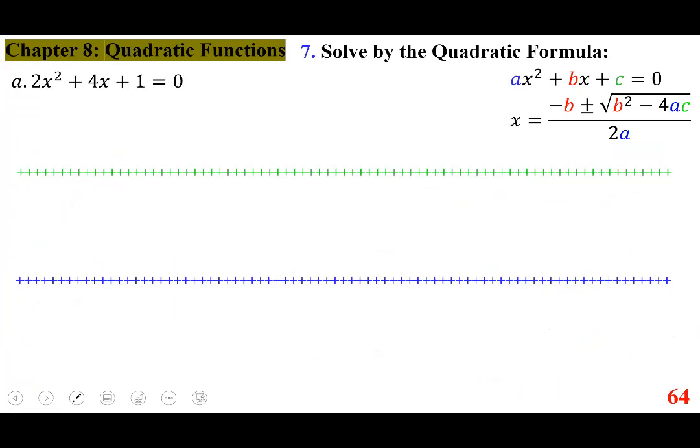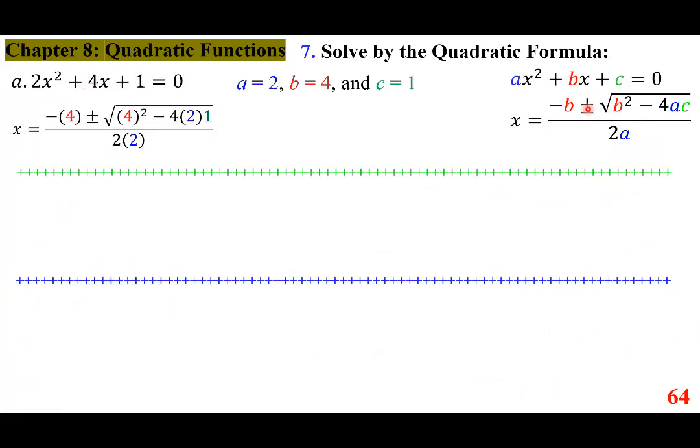Quadratic formula was already discussed. Here's the formula: ax squared plus bx plus c equals 0. X is minus b plus minus the square root of b squared minus 4ac over 2a. So as we look at this one, a is 2, b is 4, c is 1, and all we have to do is plug in and evaluate. 16 minus 8 is 8. Square root of 8 is 2 square root of 2.